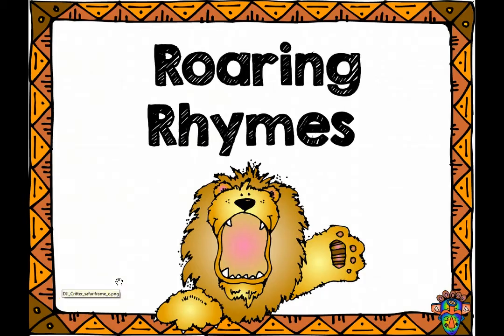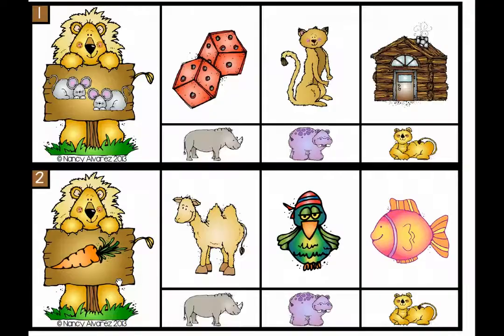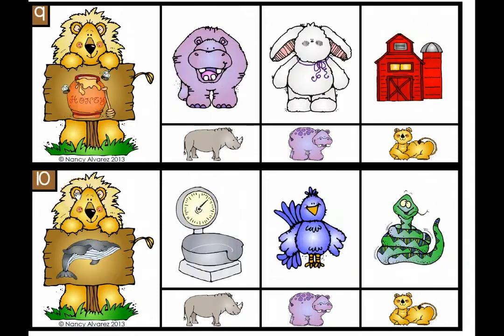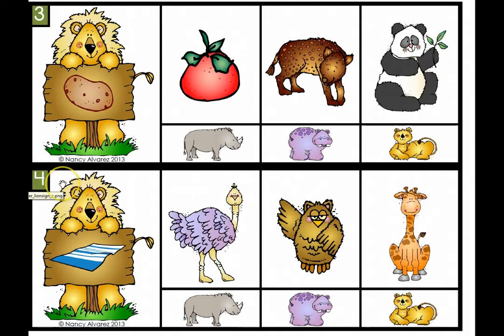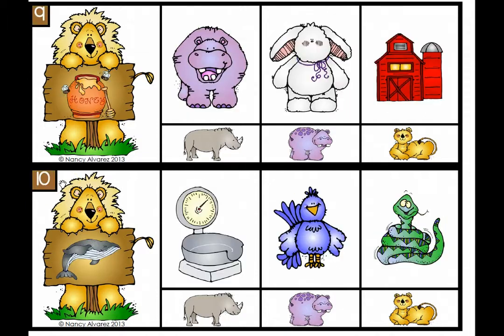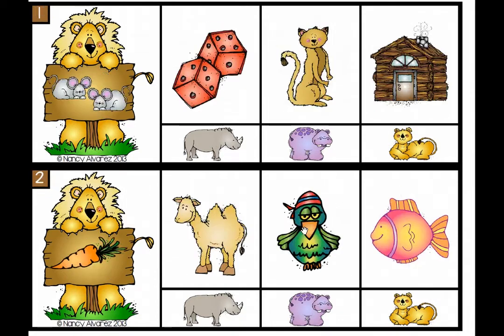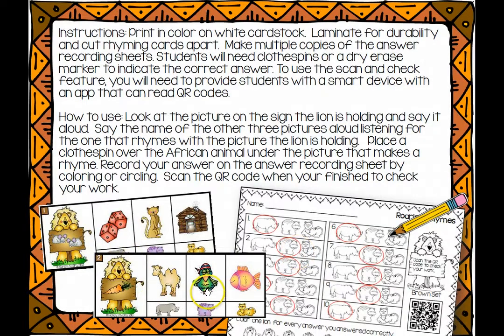A lot of students struggle with rhyming. So there's actually 2 sets of roaring rhymes. And what I've done is there's a brown set, and you can tell because the background behind the number is brown. And there's also a green set. So there's 2 different ones. And there are 10 rhyming cards. So what you'll do is you print them out, and these are actually 2 cards. So what they'll look like when you print them out is they'll look like this.